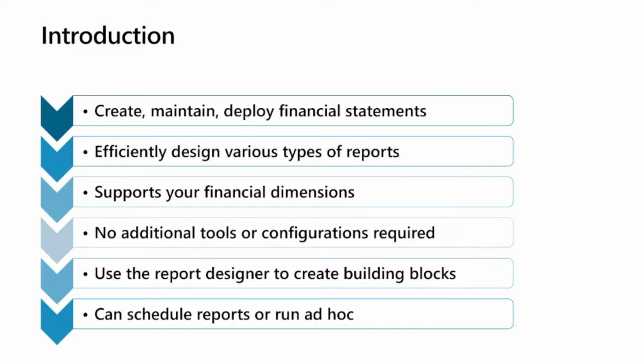Please keep in mind, it's about dimensions and account segments. So we're talking about main accounts, we're talking about financial dimensions. This is about the general ledger transactions. Financial reporting does not include subledger transactions. Keep that in mind, that we're talking about the general ledger transactions, the main ledger, not the subledger.